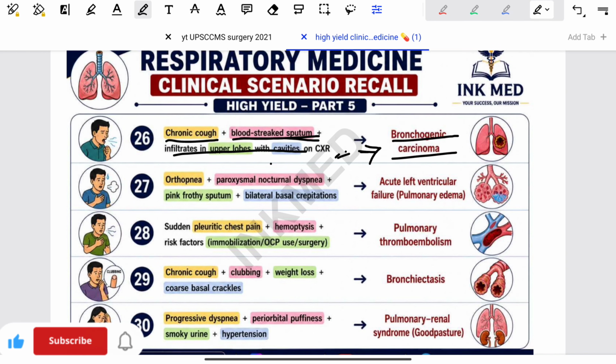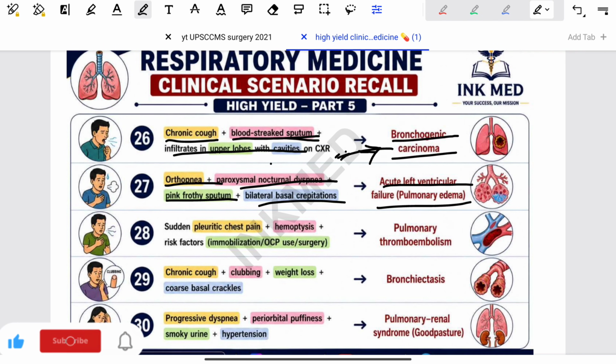A patient has orthopnea, paroxysmal nocturnal dyspnea, pink frothy sputum, and bilateral basal crepitations. Diagnosis is acute left ventricular failure causing pulmonary edema. The trigger words are orthopnea, PND, pink frothy sputum, basal crepitations.